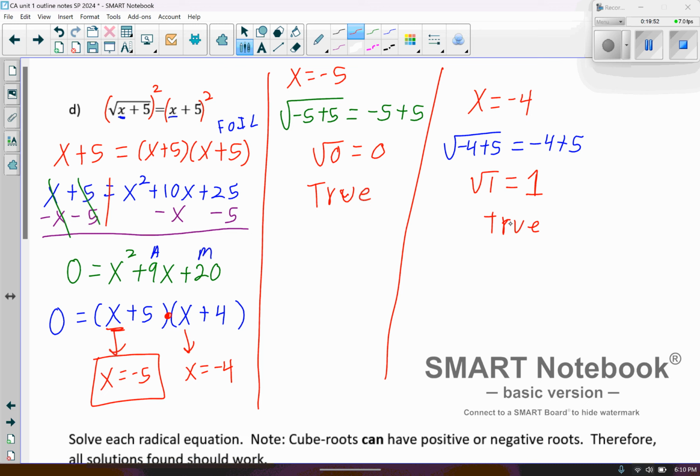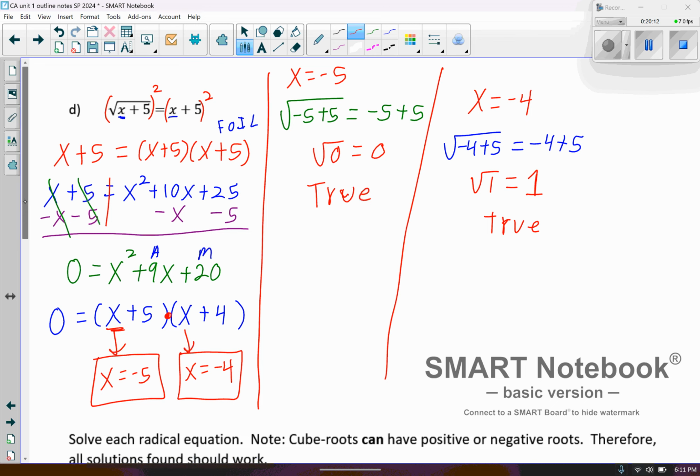So in this particular example, they actually both worked. So we actually had two solutions that would make this equation true. Okay, that won't happen very often. Most of the time, it'll only be one that works, but in this example, we got to see one where they both work.